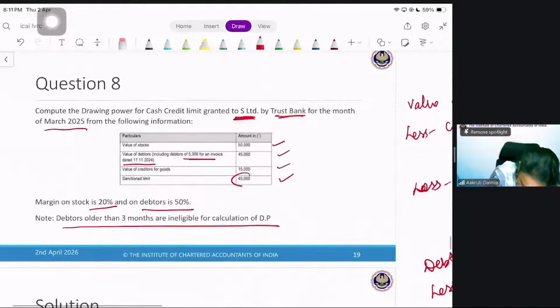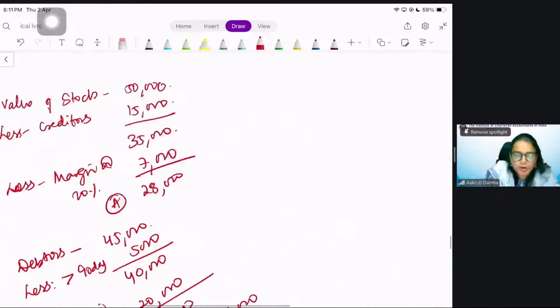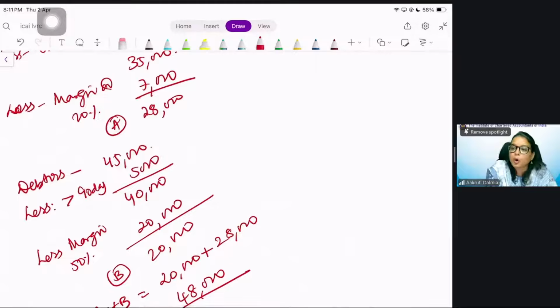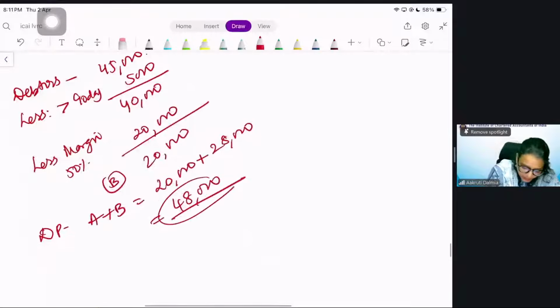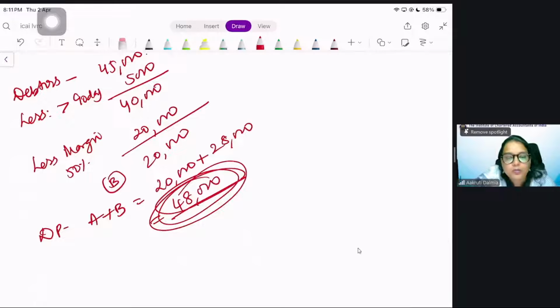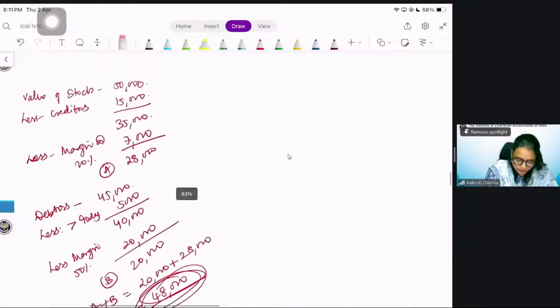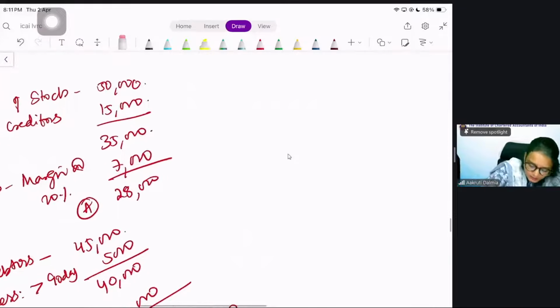What is the sanction limit? Sanction limit is 45,000. Can DP be more than the sanction limit? No. So how much can the borrower actually use? He can use 45,000 rupees. So the correct DP calculation is 48,000 rupees. पहले इतना समझ में आया सबको? Everyone is clear? This much is clear to everyone. पहले इतना बताओ. Question जो है वो clear है?